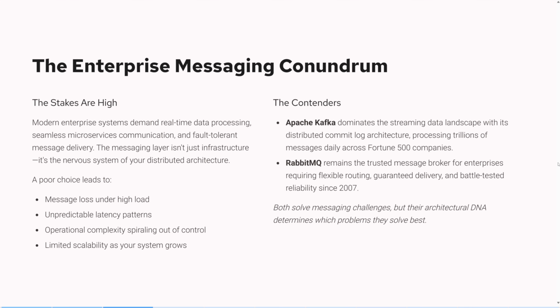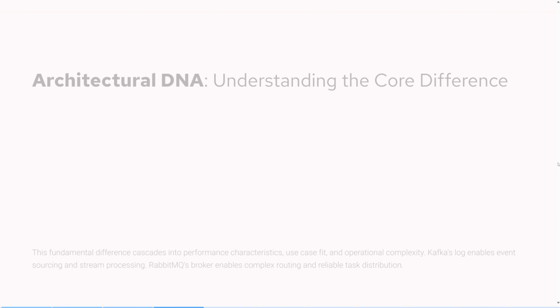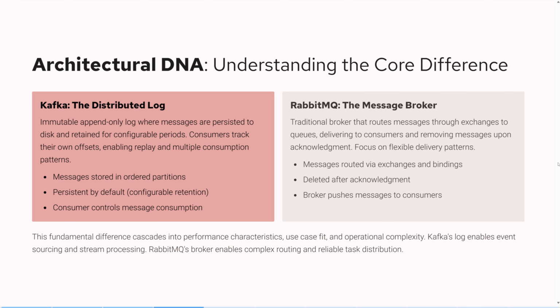When we look at the messaging landscape, two names dominate most enterprise discussions. Apache Kafka has become the backbone of streaming data platforms, processing trillions of messages every day across large global enterprises. RabbitMQ, on the other hand, is a trusted and battle-tested message broker that has been in production use since 2007, known for its reliability, flexible routing, and strong delivery guarantees. Both solve messaging problems, but they are built very differently, and that difference determines where each one fits best.